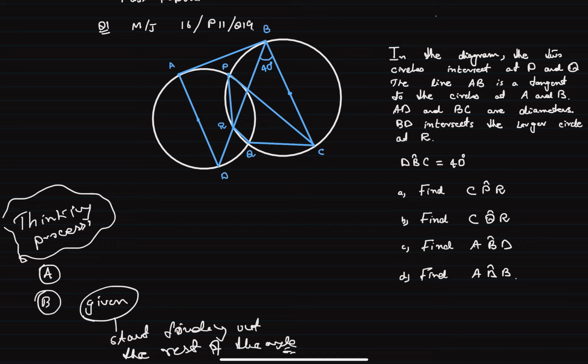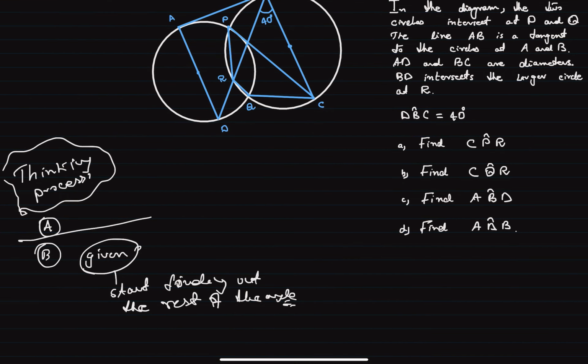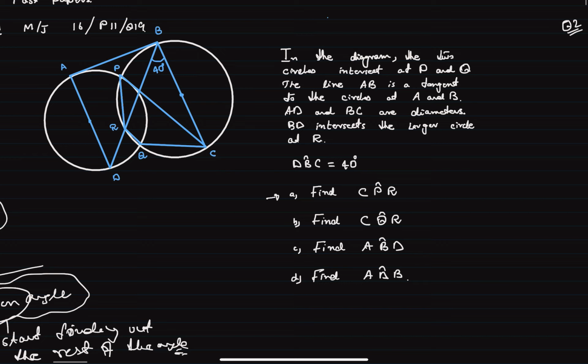Approach A is, whatever angle you need to find out, you look at what other angle this required angle is equal to in this diagram, right? B, if let's say the diagram is very confusing, then whatever is the given angle, you start finding out the rest of the angles from this given angle. That will help you come up to the angle that you need to find out in this question, right? So let's see how it works.